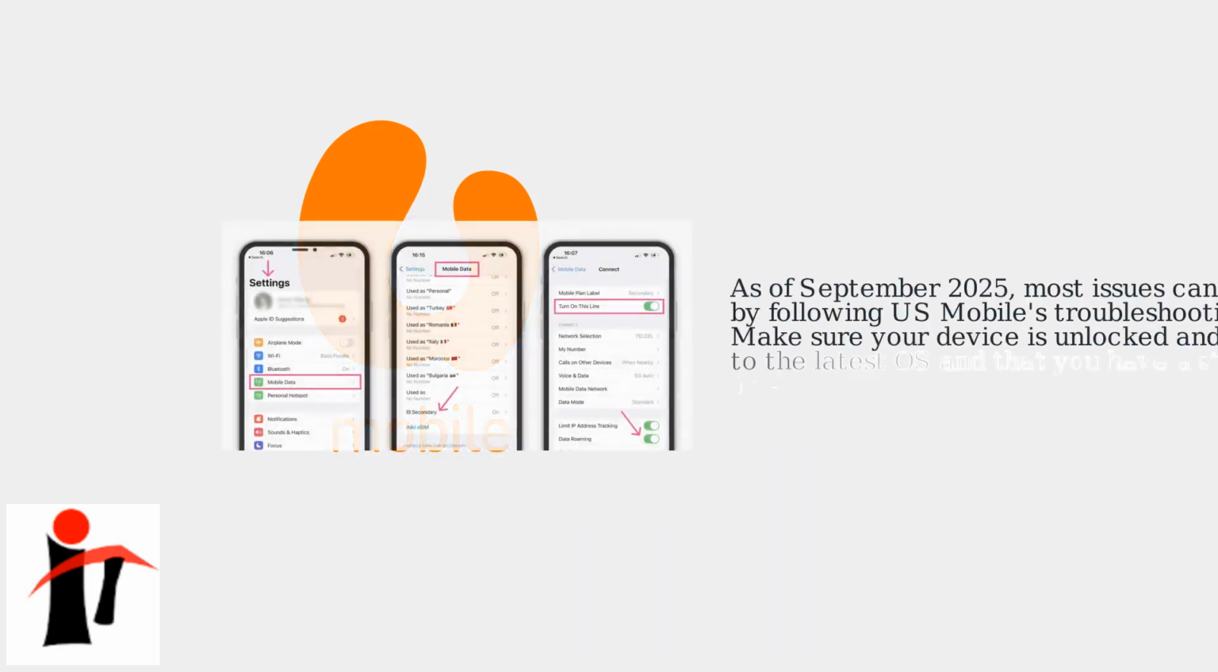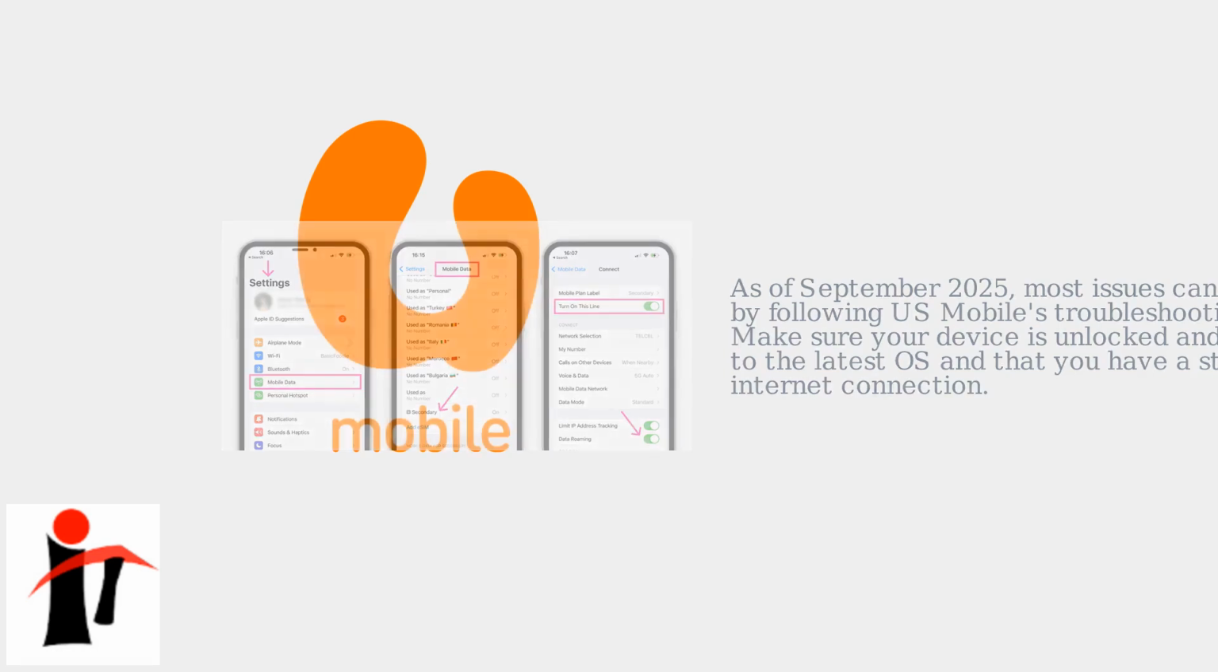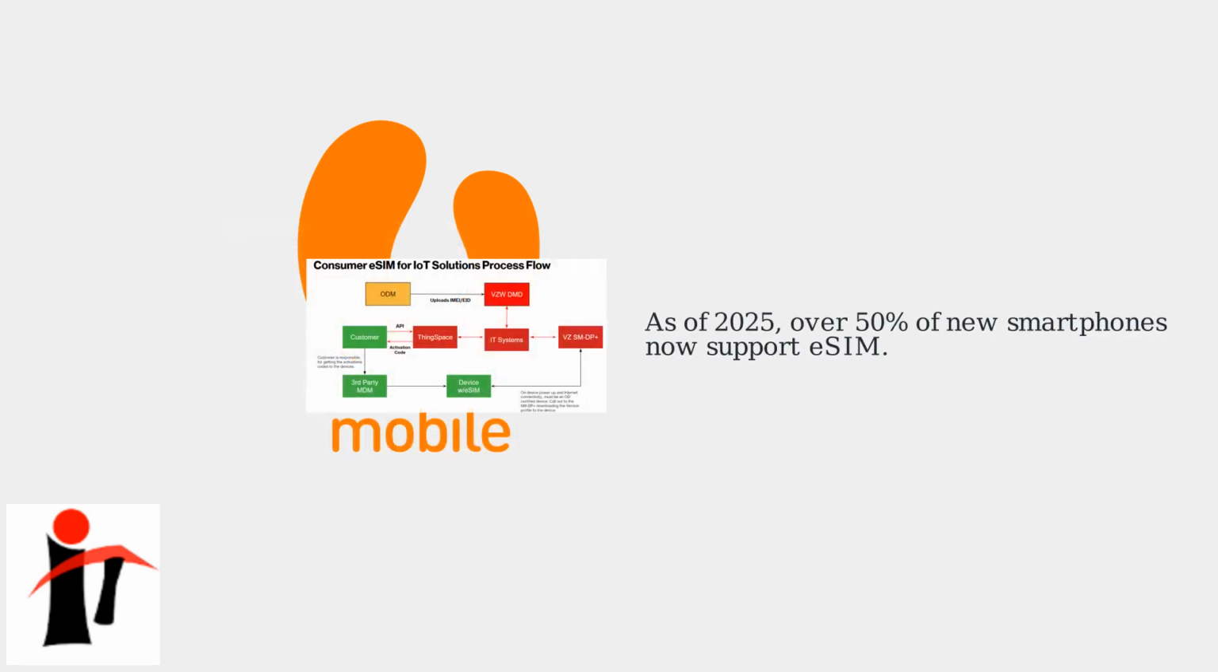These errors often manifest as QR code invalid or profile download failed messages. As of September 2025, most issues can be resolved by following US Mobile's troubleshooting guides. Make sure your device is unlocked and updated to the latest OS and that you have a stable internet connection. As of 2025, over 50% of new smartphones now support eSIM.